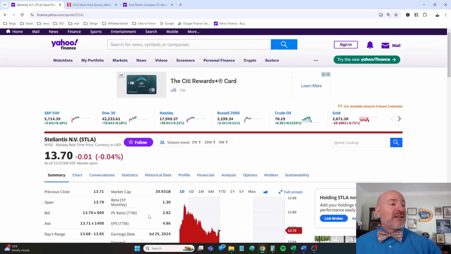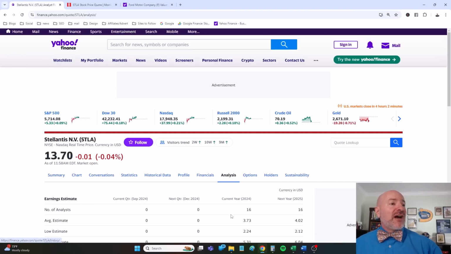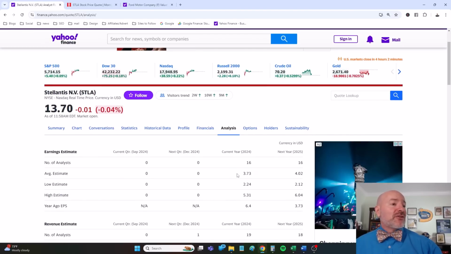Now, again, because the earnings for these companies have changed so much, especially Stellantis, for this year I want to get a little bit truer price to earnings ratio, a true valuation for the current year.